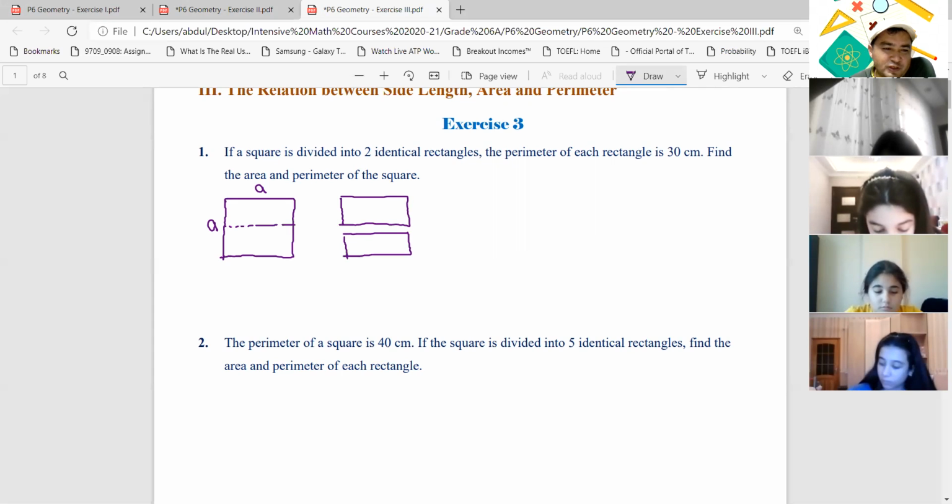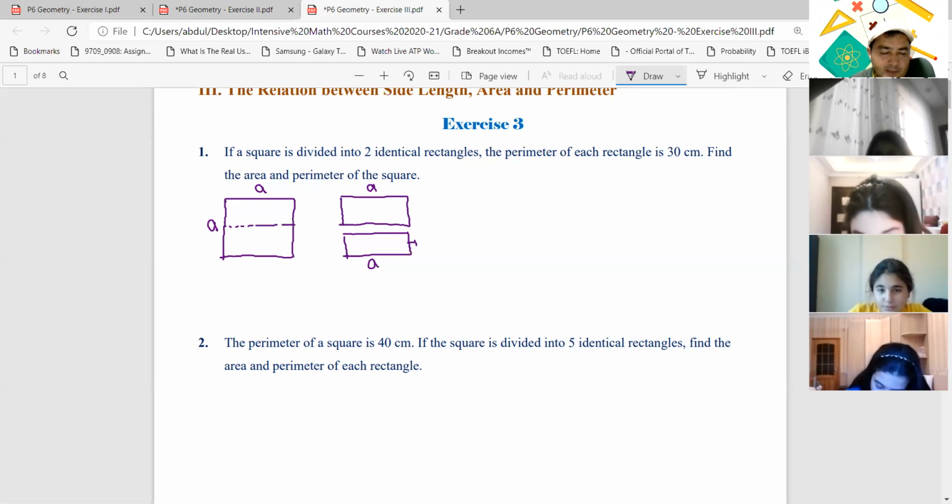So, Sarah, this question is for you. Are you there? Sarah, this one is A, this is A. What is the width of this rectangle? I can't hear you. What is the width of this rectangle? Elmira, what is the width of this rectangle? A divided by 2. Very good. A divided by 2, right? Also, actually they are the same, but maybe in the picture it looks different, but A divided by 2.